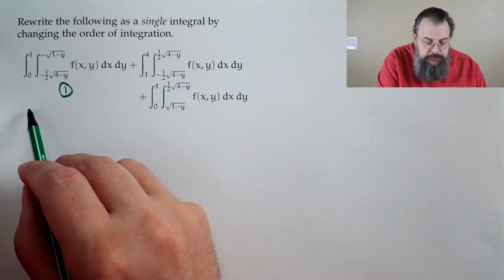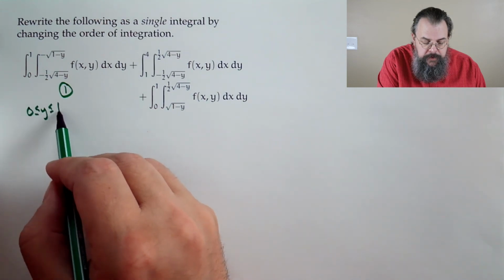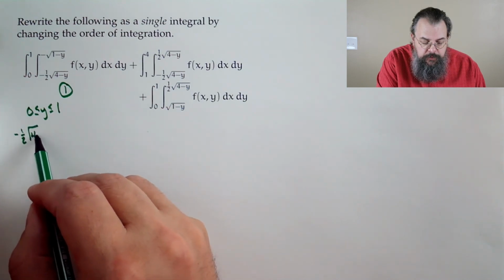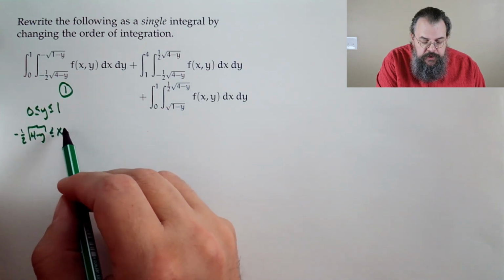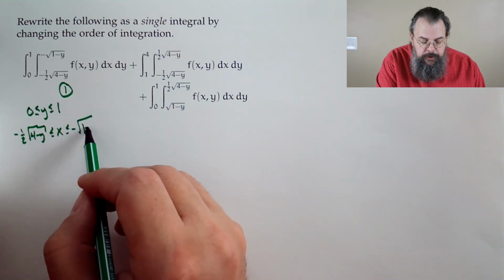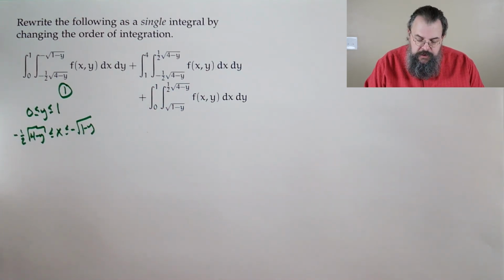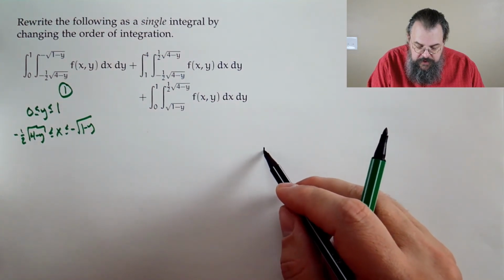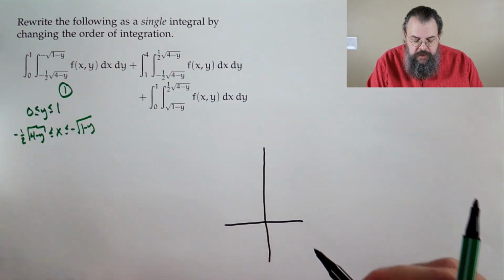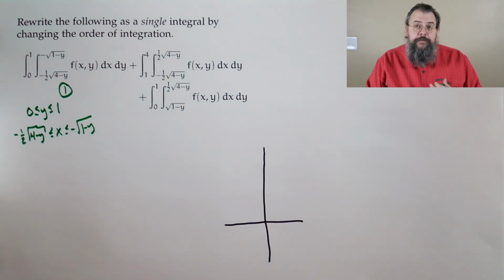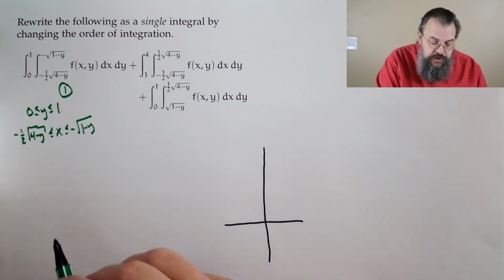Y goes from 0 to 1. And x goes from minus 1/2 square root of 4 minus y, up to minus square root of 1 minus y. Okay, that's interesting. We should try to get a handle on these graphs in some way, shape, or form. Let's take these curves and solve for them not as x as a function of y, but y as a function of x, because we will need to do that if we're going to switch our order of integration.